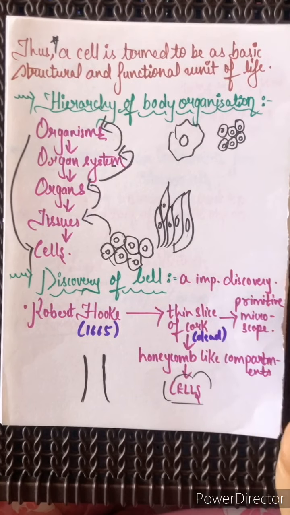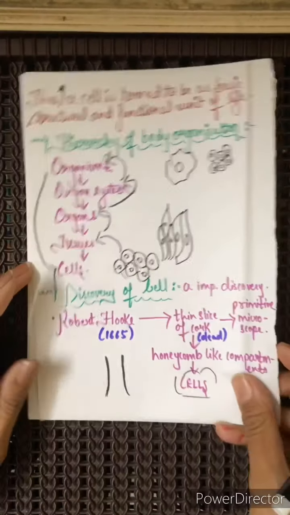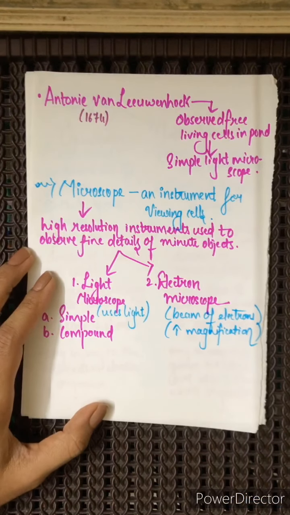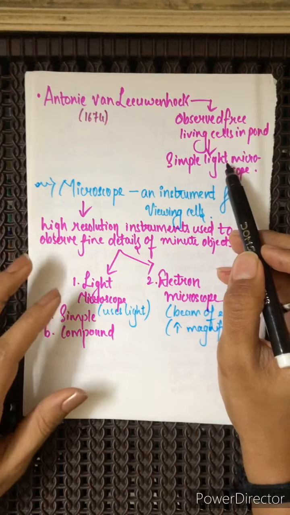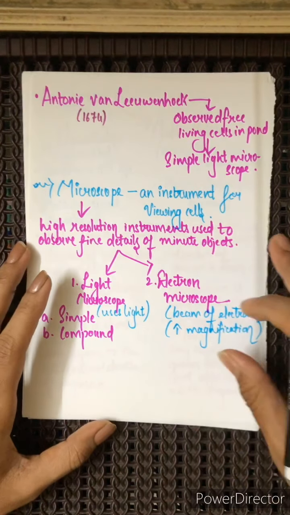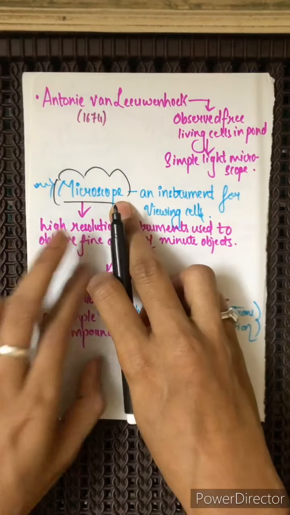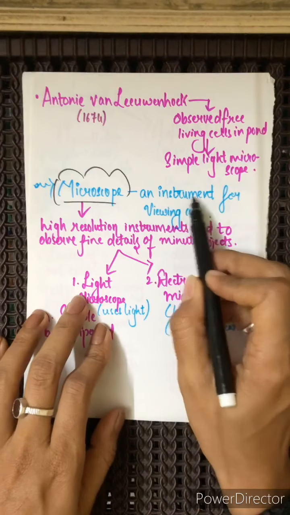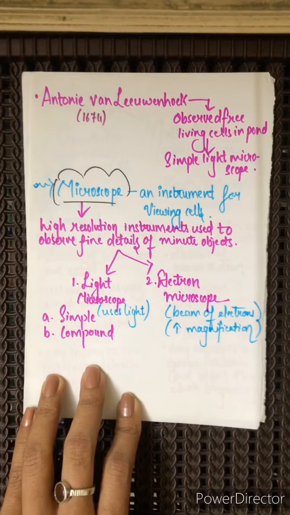And in today's class, we shall be understanding more about the cell. Hooke used his primitive microscope, and similarly Leeuwenhoek used his simple light microscope, whereas nowadays we do not rely on them. We have better technologies and various microscopes. So the next thing that we are going to study is the microscope, that is what we all know. It is an instrument for viewing the minute cells.